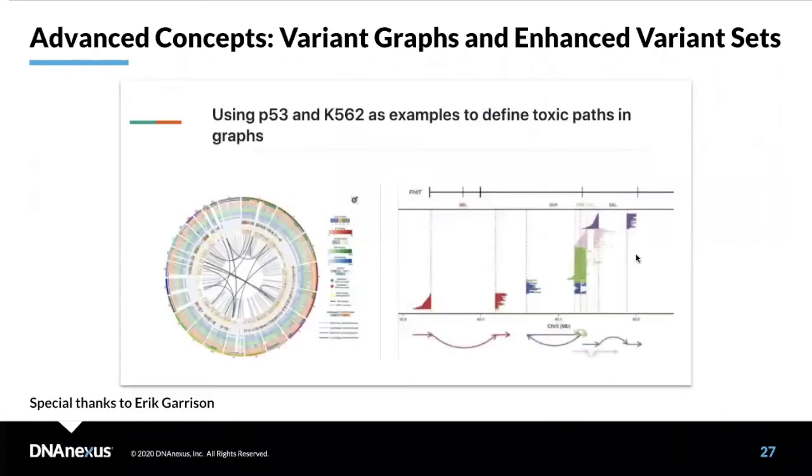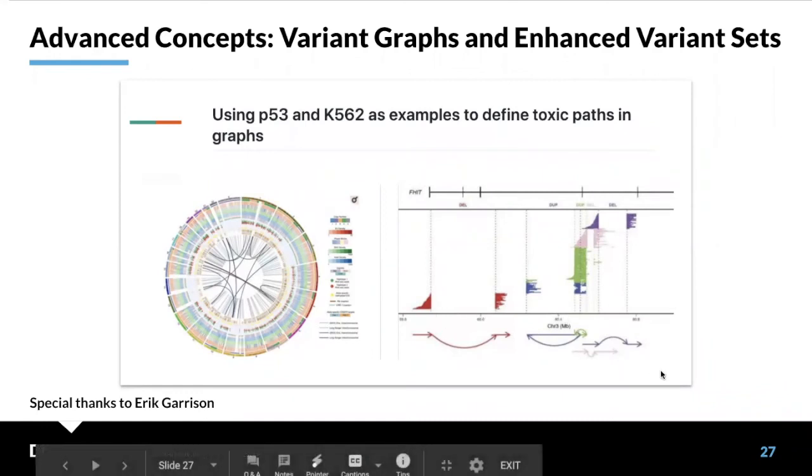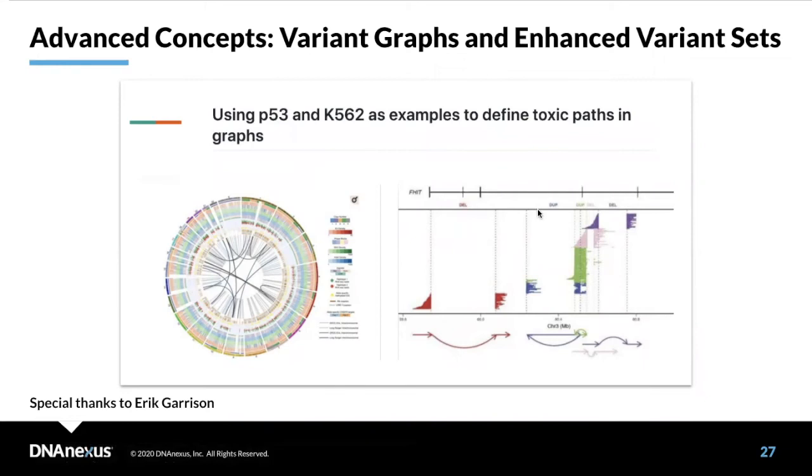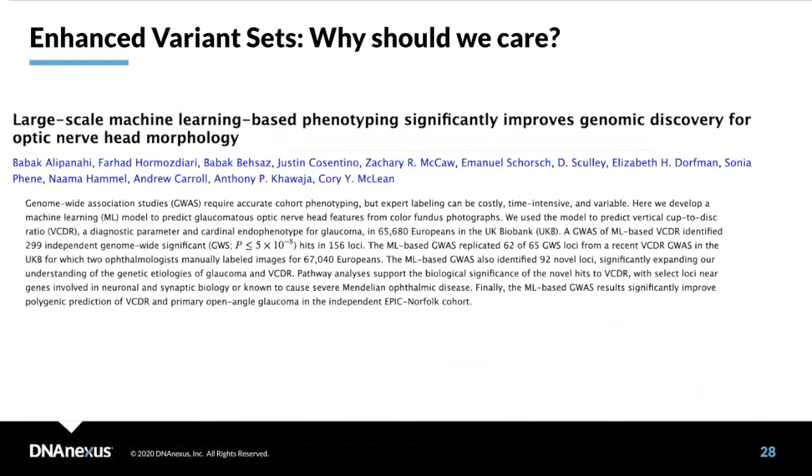So for example, and granted this is serial indels, Eric Garrison and I did an analysis where we used the K562 cell line, and we were able to resolve serial indels in the FHIT gene in K562 as a toxic path through a graph. And the more important thing is you can do that in a mixed sample. So that's pretty exciting. But why should you care?